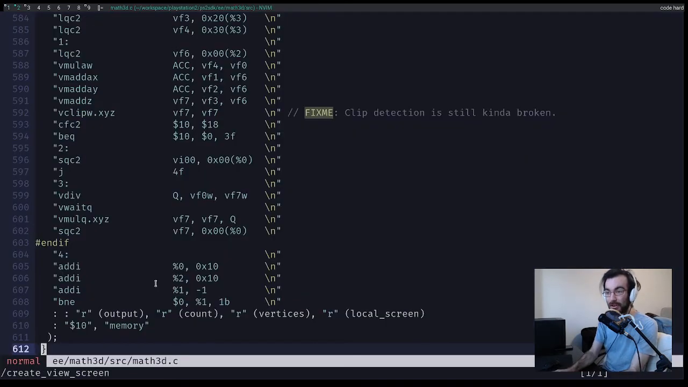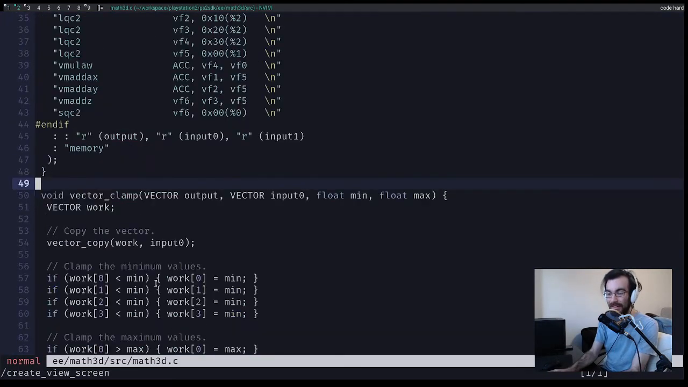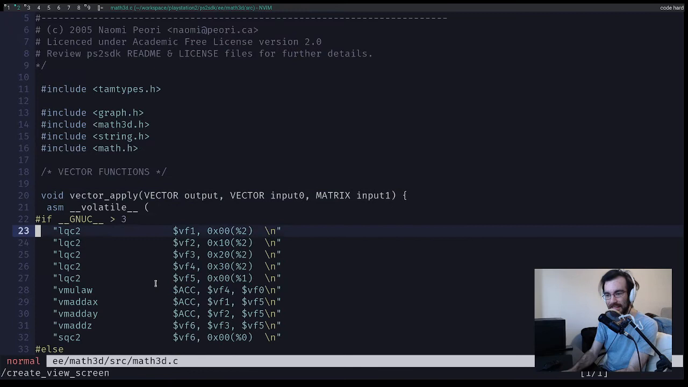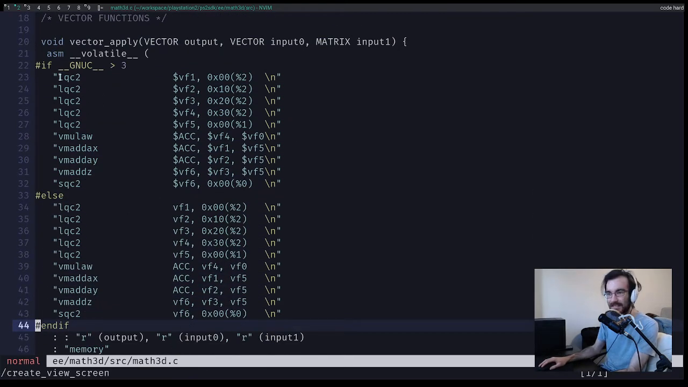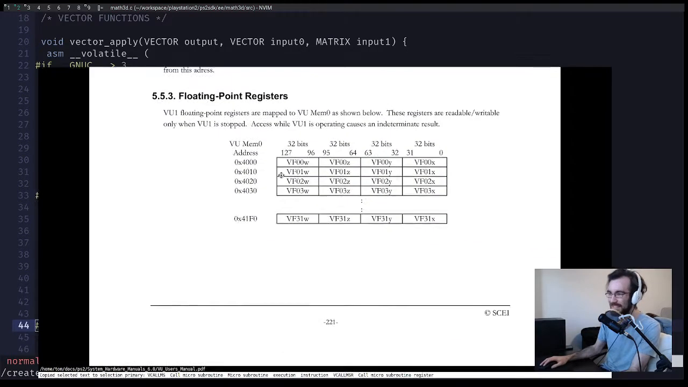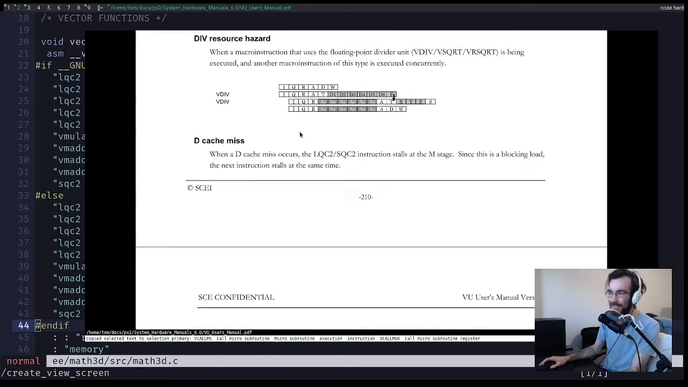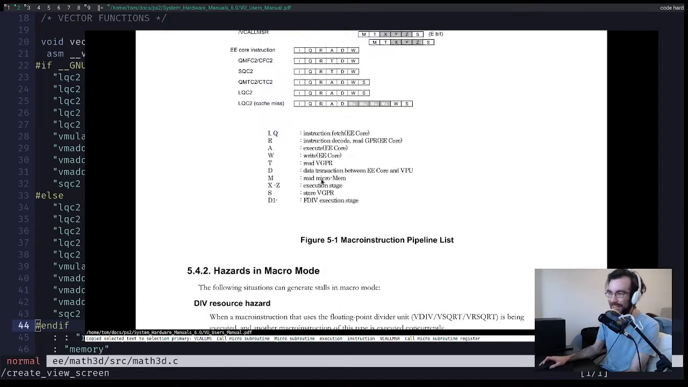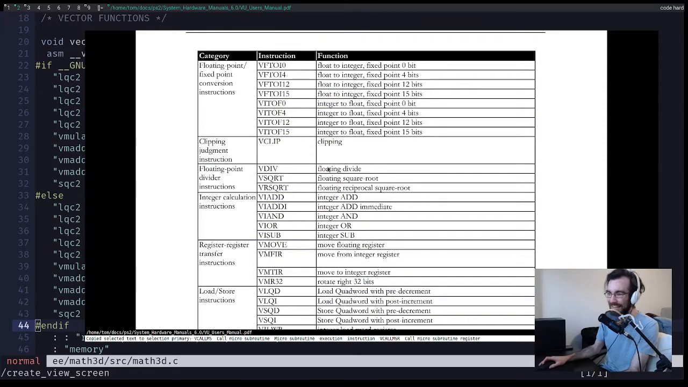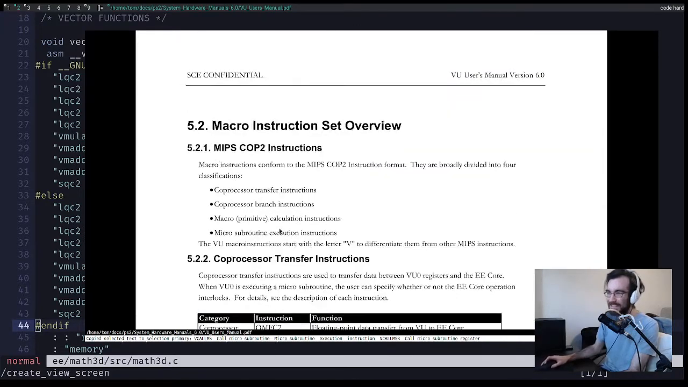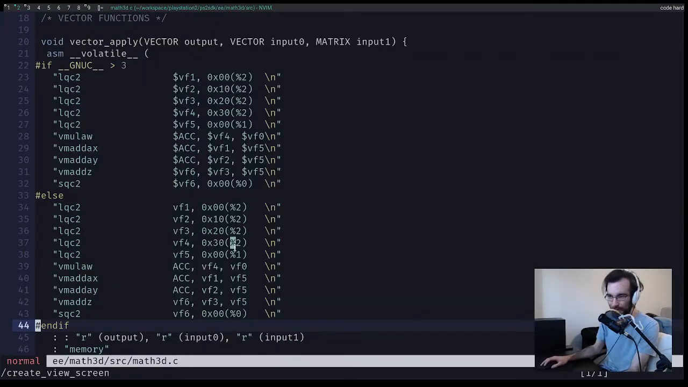So let me show you the code. I think it's using VU0 in macro mode, right? That's what these are. Yeah. I shouldn't show this on stream, but this is the system hardware manual. It goes into all the details. I was looking at this before. It talks about the pipeline structure, goes through all the instructions, and this is the section on how it runs in macro mode.